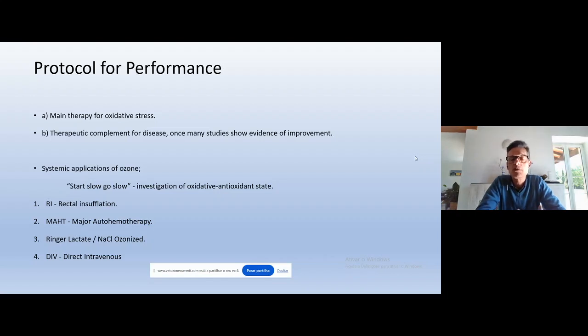With these systemic approaches, one of the main rules, the basic rules of ozone: start slow, go slow. It's necessary to investigate oxidative stress by doing an individual analysis of every horse, and we can do this by rectal insufflation, major autohematotherapy, ozonized Ringer lactate or saline solution, or by direct intravenous administration, and now I will speak a little bit about each one of them.